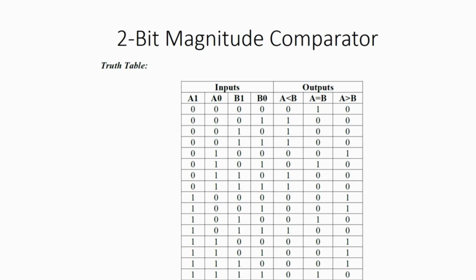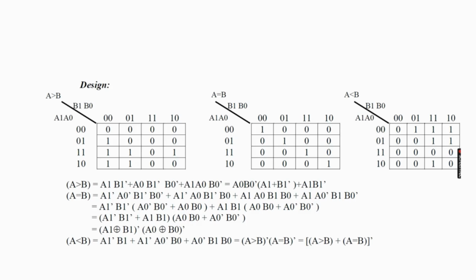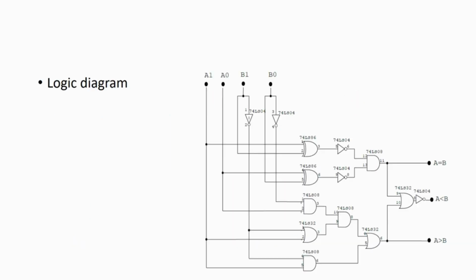From this truth table, we are going to derive the equations. We are taking the help of K-map in order to simplify the equations. After the simplification, we will arrive at the equations for A greater than B, A equal to B, and A lesser than B. And for these equations, this is the logic diagram. This logic diagram is constructed using basic gates. We have taken the help of exclusive OR gate.